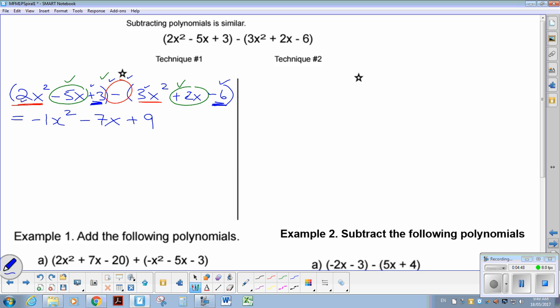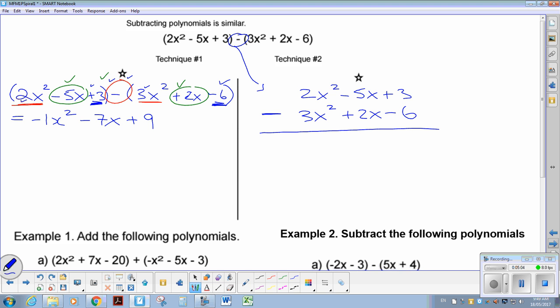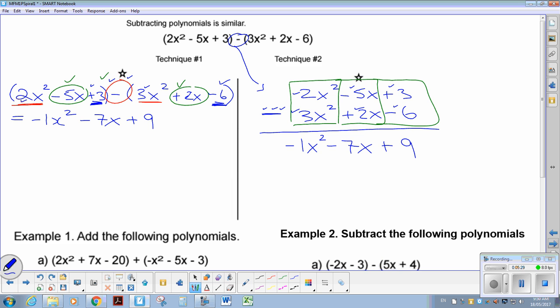Okay. The second technique, just to review, I write the first one. That subtraction sign is going to come out front, and then I line up my terms. They're already in the right order. So again, I am just adding my columns. So I have 2 take away 3, negative 1x squared. Negative 5 take away 2 more is negative 7x. 3 take away negative 6. Subtracting a negative, taking away negatives is a good thing, so it ends up being adding, and you can see you get the same answer.